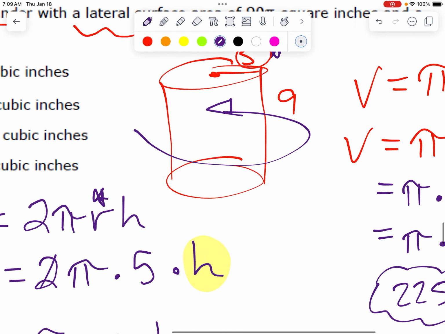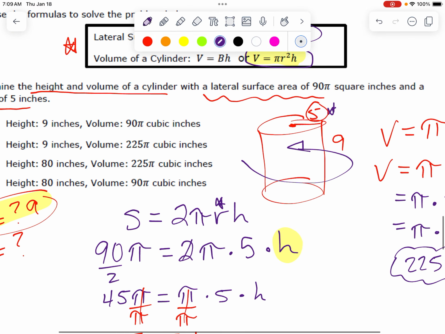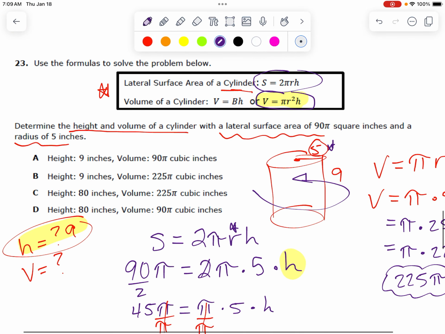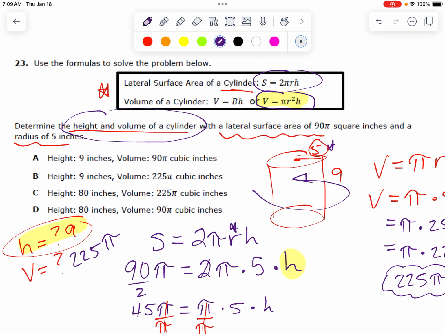All right, so let's look and see what we have here. The question is asking, what is the height and the volume? Well, the height is 9. The volume is 225 pi. There we go. So we see our answer is B.